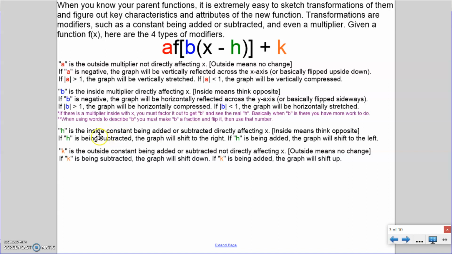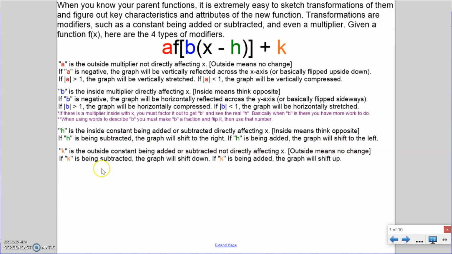Alright, h is inside as well, and it's a constant that's being added or subtracted that directly affects x. Alright, inside again means think opposite. So if h is being subtracted, although subtracting usually means left with negatives, you actually will move the graph right. And if h is being added, the graph will actually go left.